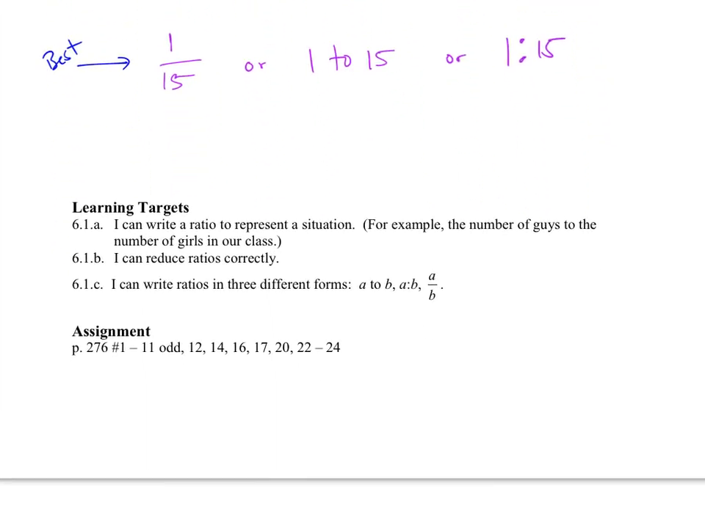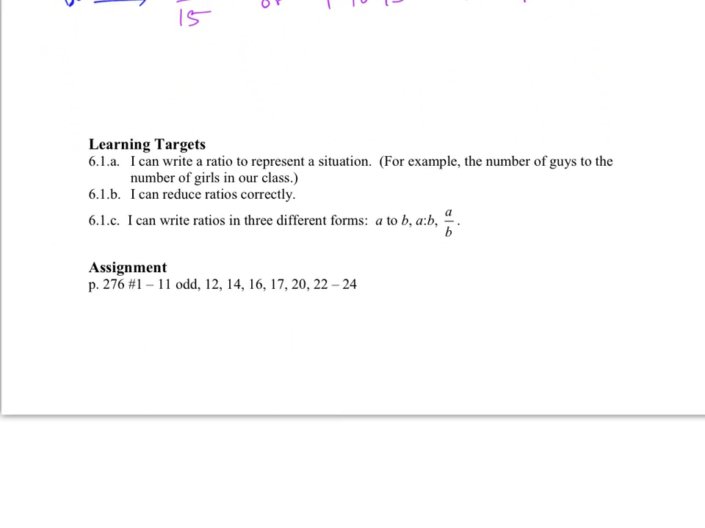So here's what I'm hoping you can be able to do after seeing that. Writing a ratio to represent a situation, number of guys to number of girls in our class, or teachers to students in middle school. Can you reduce ratios? That was taking the 6 teachers to 90 students, making it all the way down to 1 to 15. And then writing ratios in the 3 different ways.